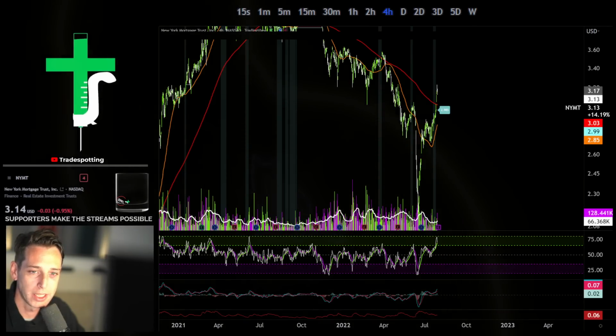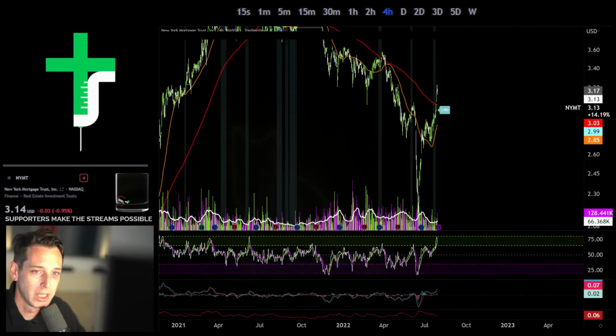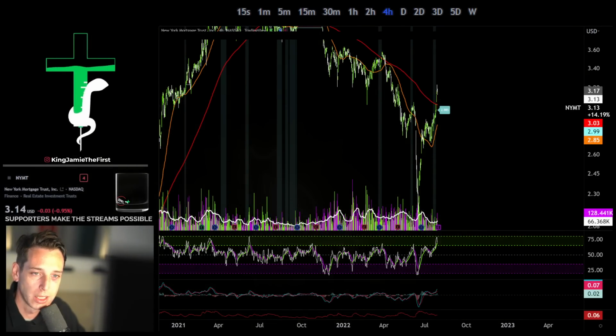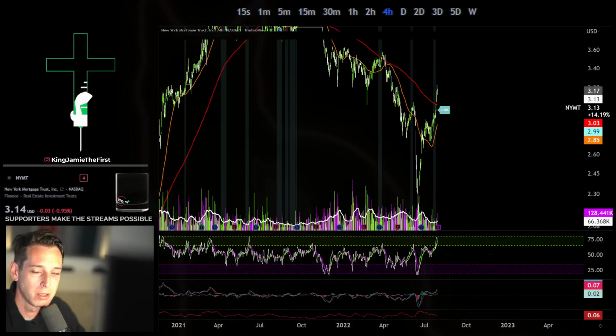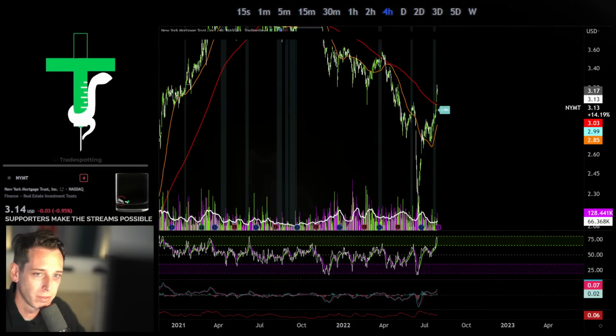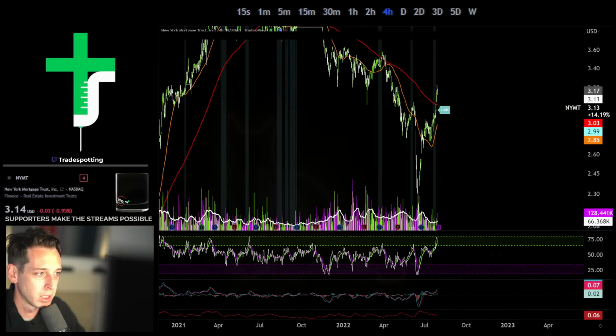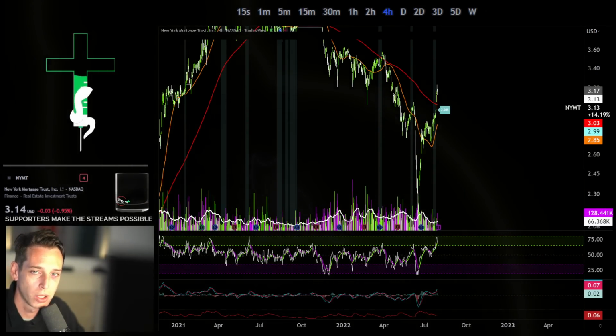NYMT pays a dividend of 13.79%. Hard to argue with that. New York-based firm, clearly. $4.1 billion in their portfolio. Allocation of capital is very distinct from the others we've looked at, with 51% in residential mortgage loans, 30% in structured family investments, and the rest in commercial mortgage-backed securities.